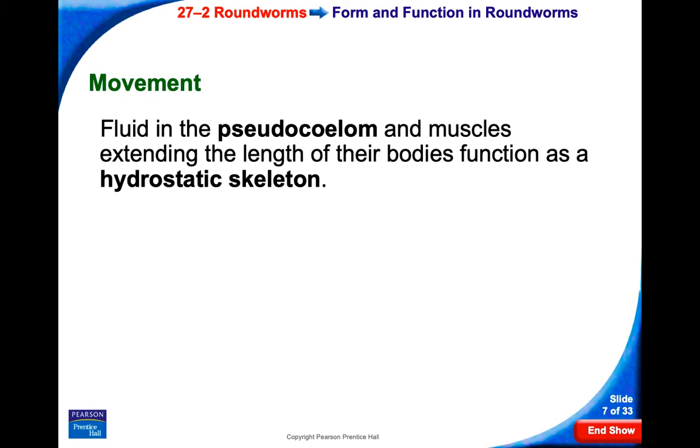Okay, in terms of movement, however, roundworms do have something a little bit different than flatworms. Remember the pseudocoelom I talked about before, that body cavity that's not empty but filled with a fluid. Well, that fluid, along with the muscles in the walls of the roundworm, together are responsible for movement. That fluid acts almost like a skeleton, a liquid skeleton, what we call a hydrostatic skeleton. And so the fluid, along with the muscles, causes movement for that roundworm.